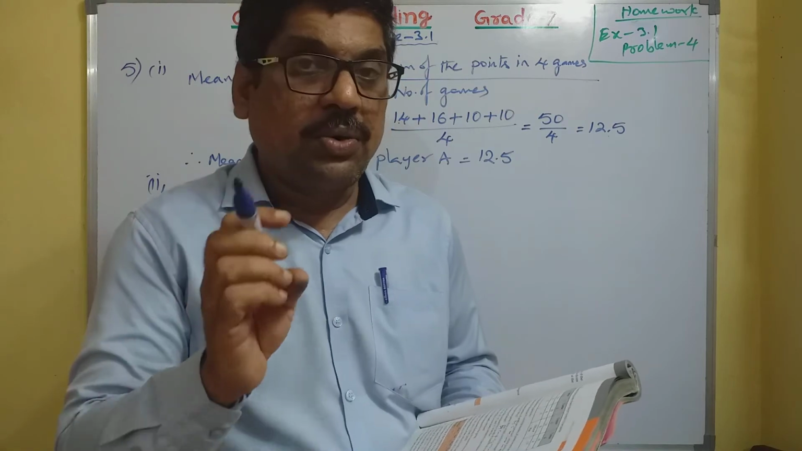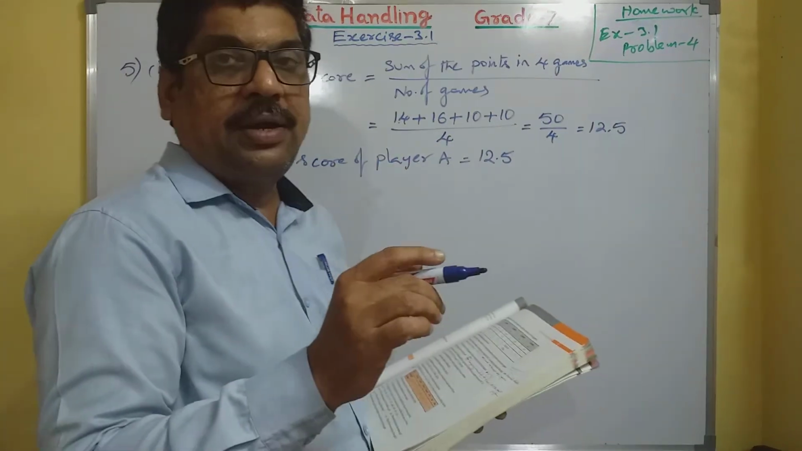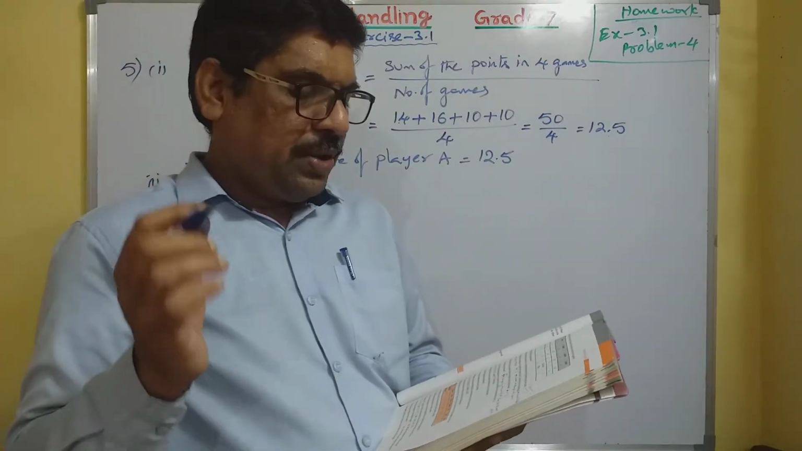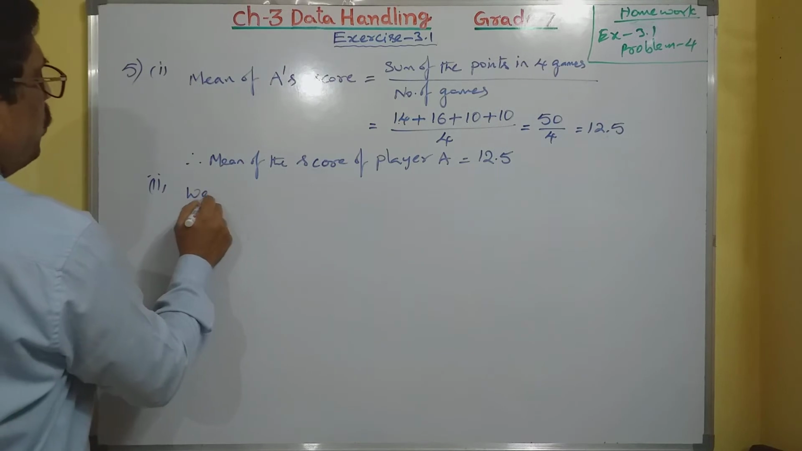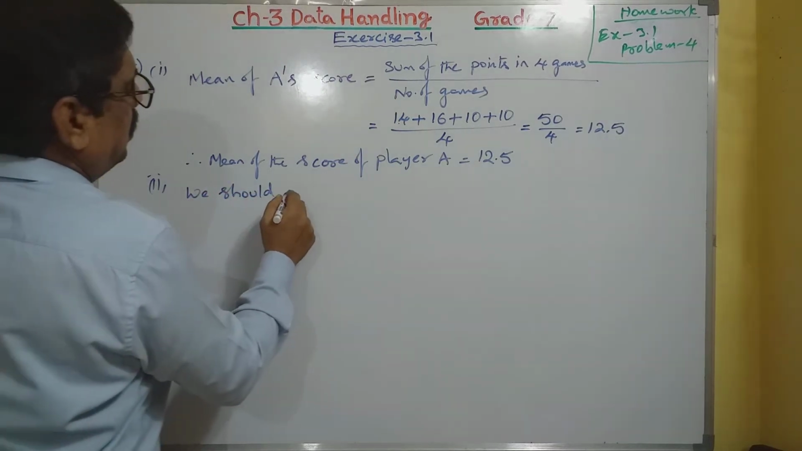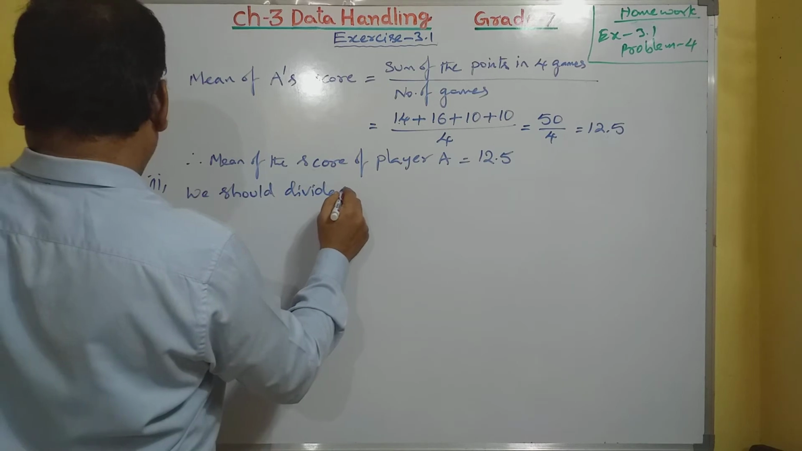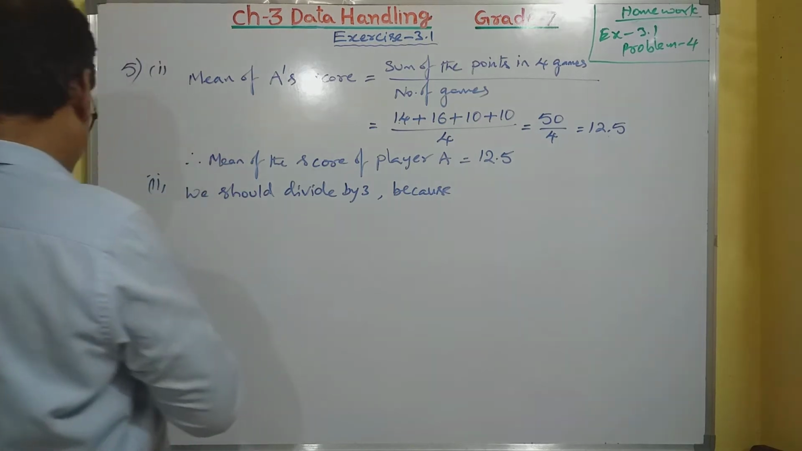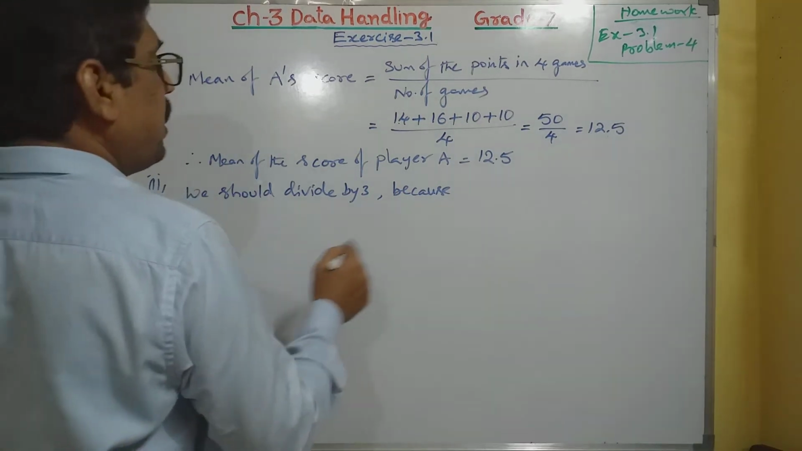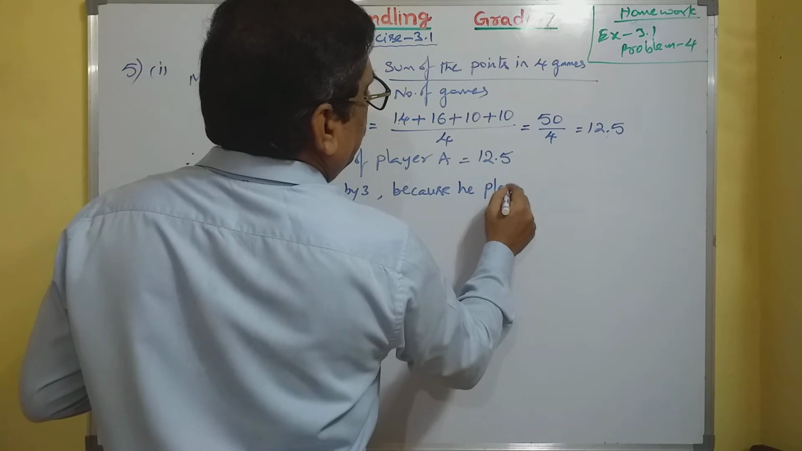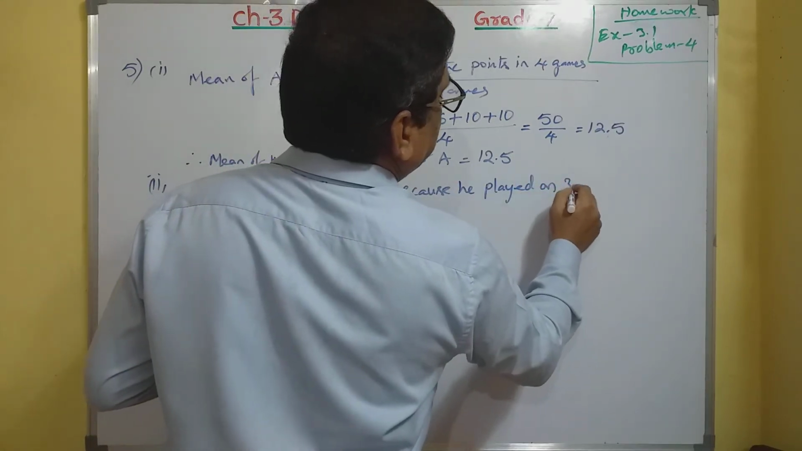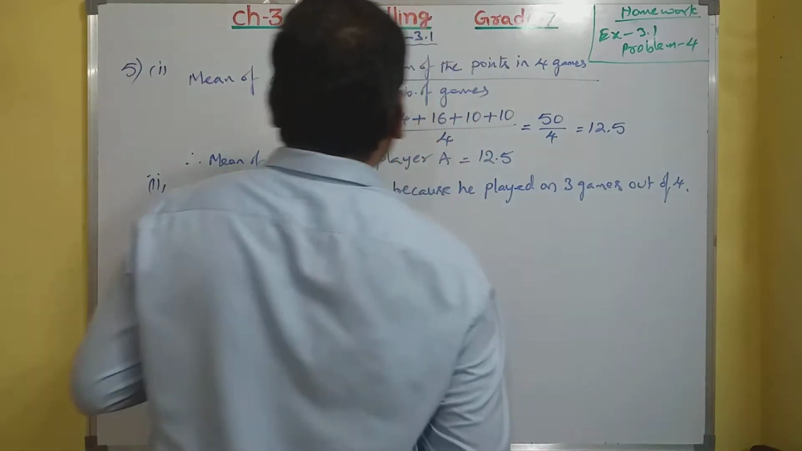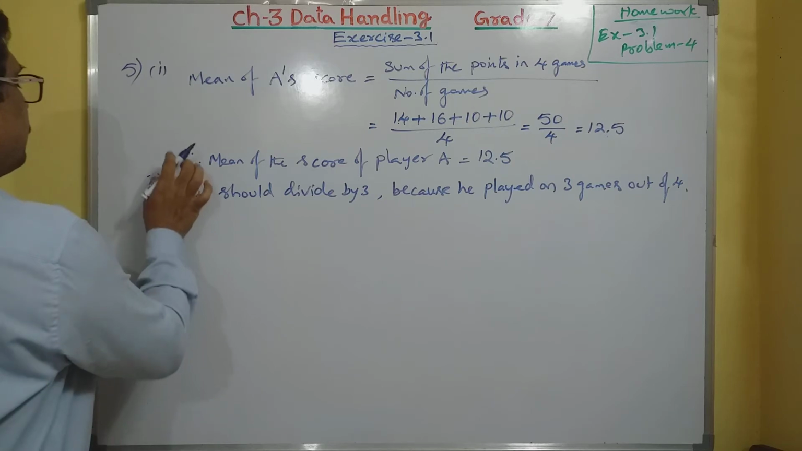Why? Because the total number of games he played is 3. So here we need to divide. So let us write. We should divide by 3 because, what is the reason? He played only 3 games out of 4. Okay, that is the answer for the second question.